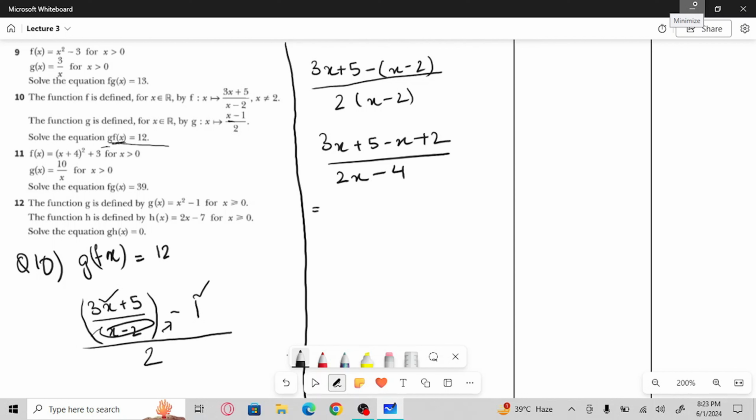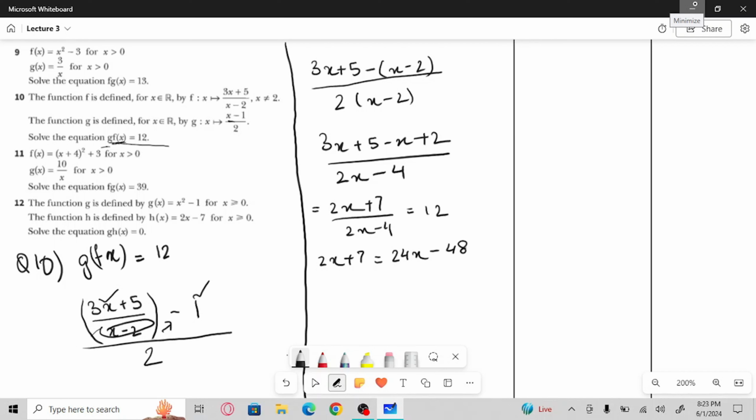And if you just go on, (3x plus 5 minus x plus 2) divided by (2x minus 4). We simplify it, and we are going to get (2x plus 7) divided by (2x minus 4) is equal to 12, because it's given in the question. And now 2x plus 7 is equal to 12 multiplied by 2, which is 24x minus 48.